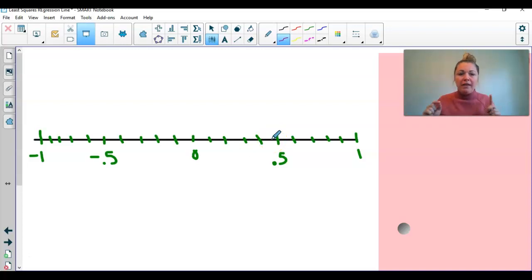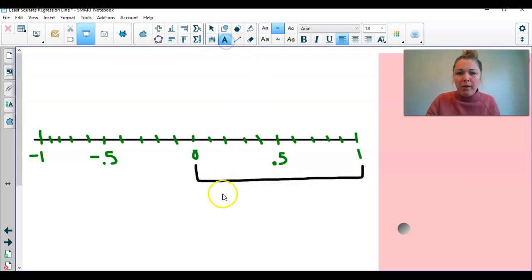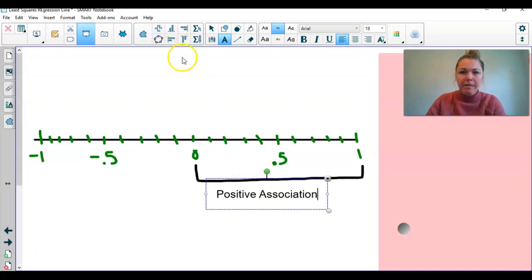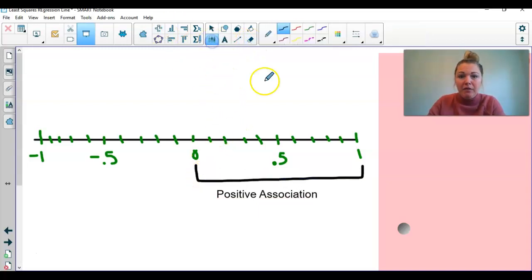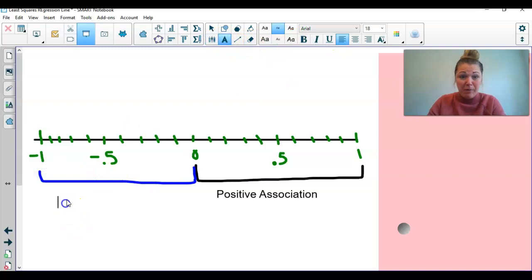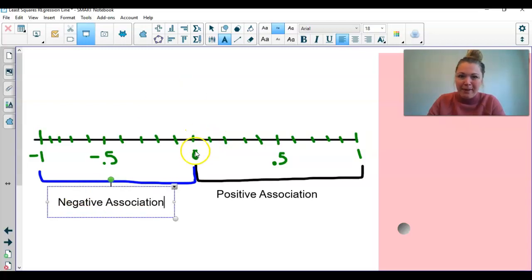Okay, so let's write some things down. First thing that we know, over here, any number from 0 to 1, what do we know? We know we have a positive association. And then any number from 0 to -1, that means we have a negative relationship, right? So a negative association. What if it's 0, which won't happen, okay? If it's 0, there's no relationship.